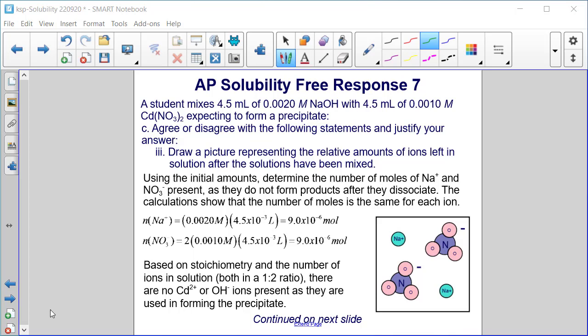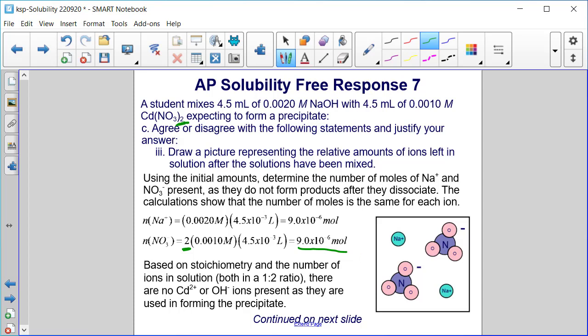So given the initial concentration of sodium and the initial volume, we get 9 times 10 to the minus 6 moles. The same for nitrate, but notice we've doubled it because there are 2 nitrate ions that dissolve for every cadmium nitrate. And we get 9 times 10 to the minus 6 again. So based on stoichiometry and the number of ions in solution, there are no cadmium or hydroxide ions present as they are used in forming the precipitate.